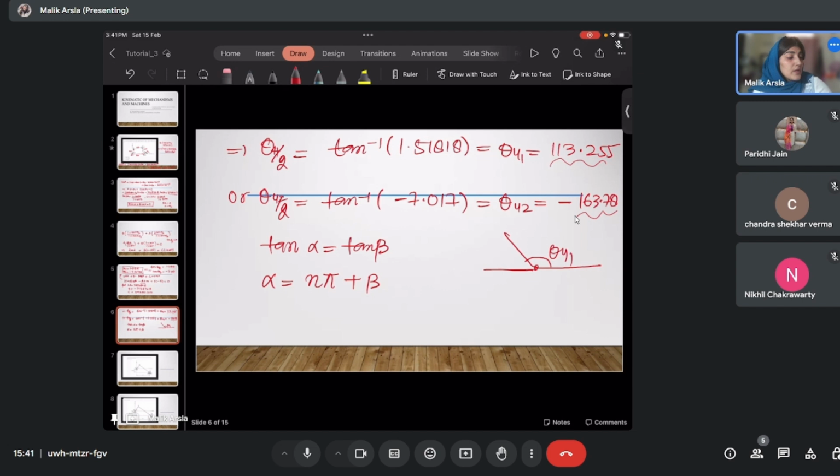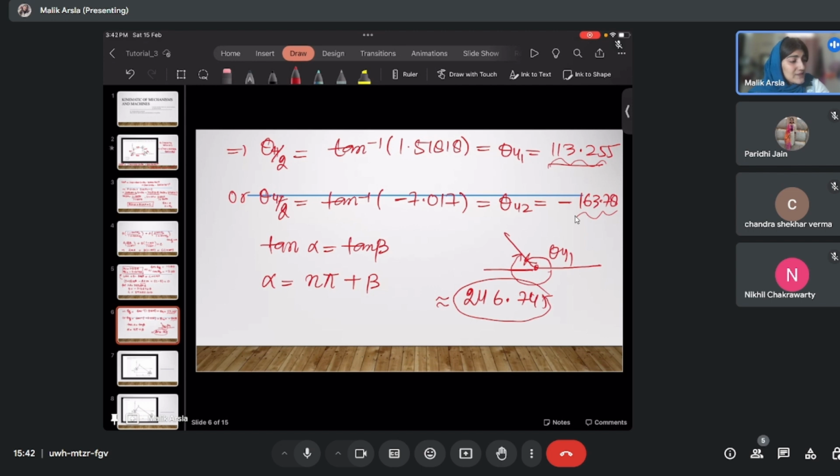So this is the angle you are getting, but if you are measuring it in clockwise direction, then it will be 113. But if you are measuring it in anti-clockwise direction, it will be 360 minus 113.255, which comes out to be 246.745. So this angle is equivalent to this angle, right?